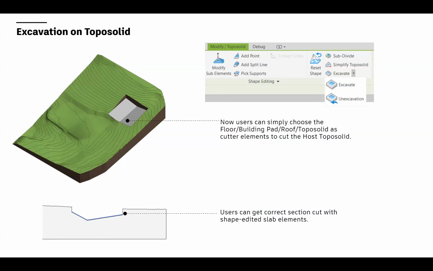Excavation on Toposolid can be specified as well, both in UI and API. Users can simply choose the floor, building pad, roof, or Toposolid as cutter elements to cut the host Toposolid. More than that, in section, we can shape edit slab elements to modify the cutting.